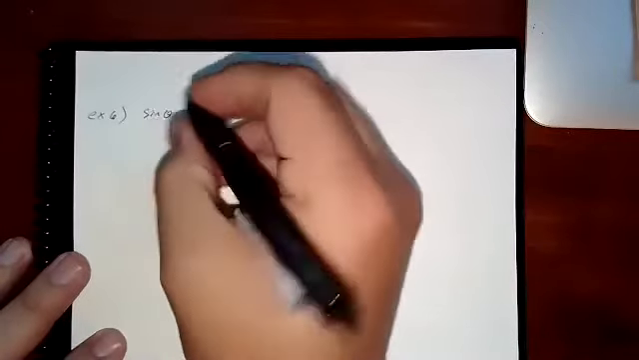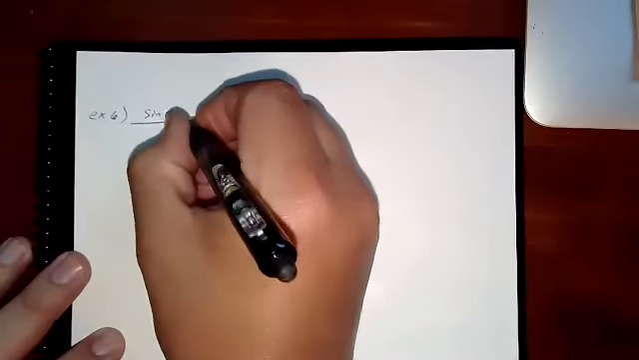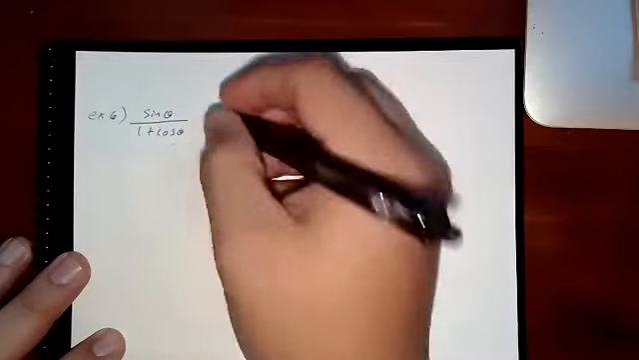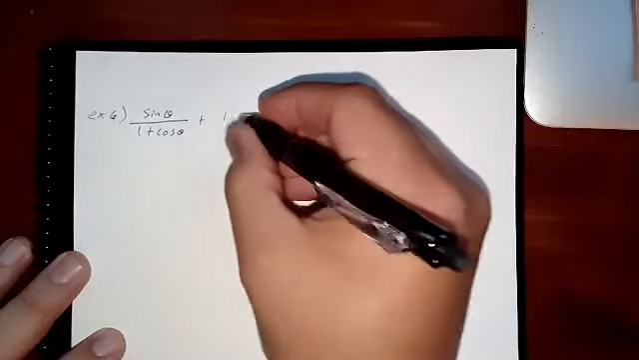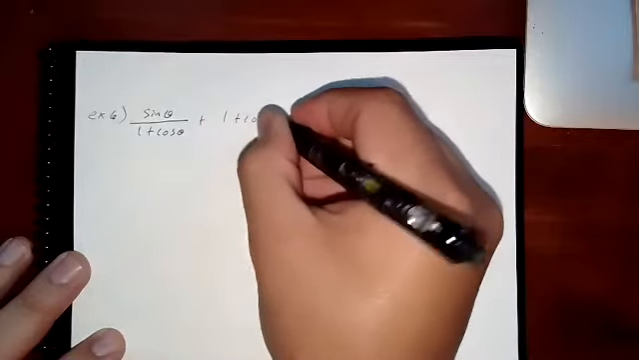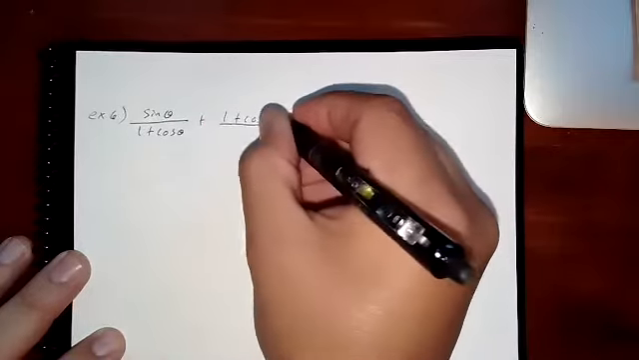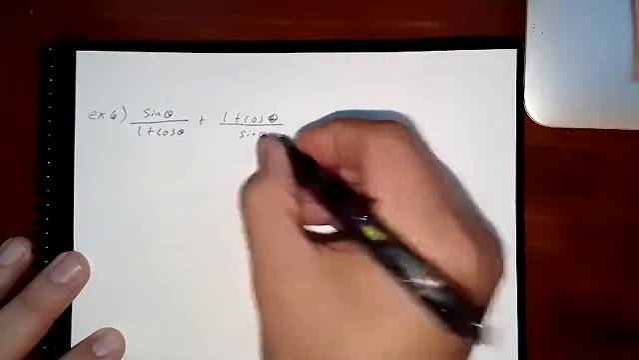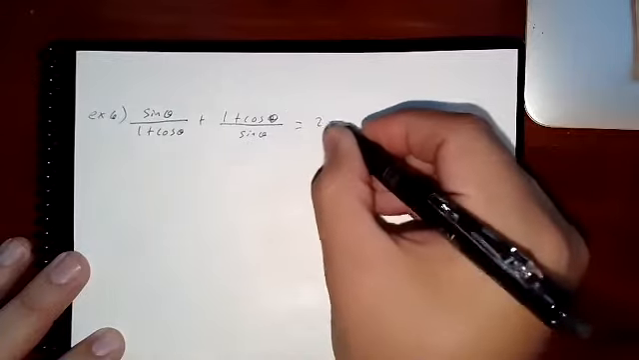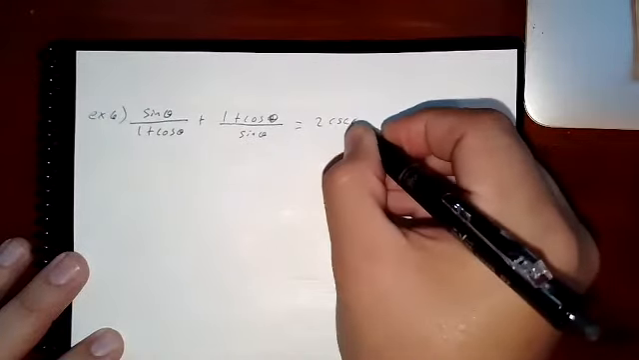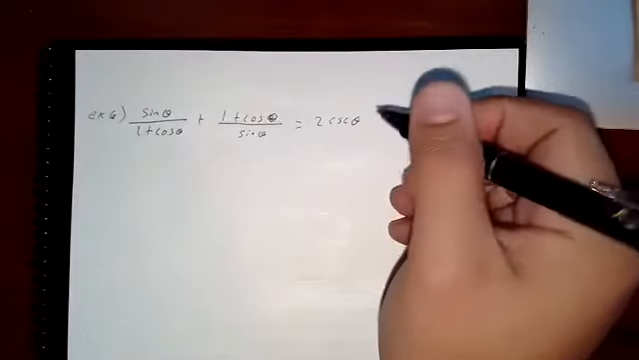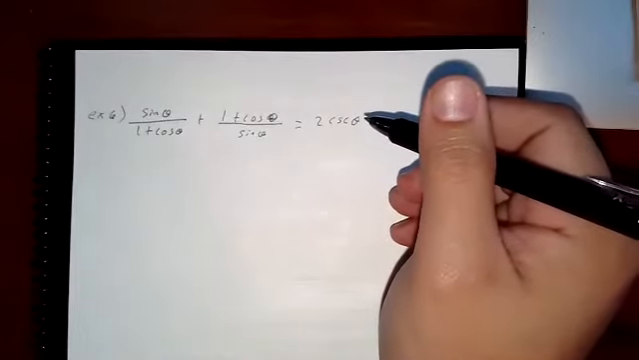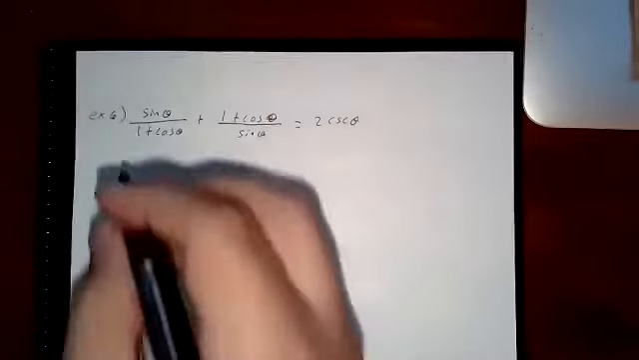So sine theta over 1 plus cosine theta plus 1 plus cosine theta over sine theta is equal to 2 cosecant theta. So right away, the left side looks like a good one to choose, right? So let's start here.